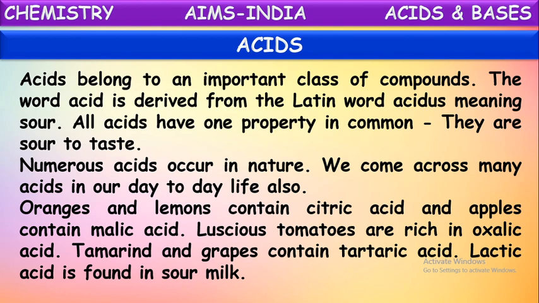Citric acid and ascorbic acid are present in some fruits like oranges and lemons. These fruits are called citrus fruits. Apples contain malic acid, and tomatoes contain oxalic acid. Tamarind and grapes contain tartaric acid. Sour milk and curd contain lactic acid. In this way, the food items which you are taking contain acids in them.